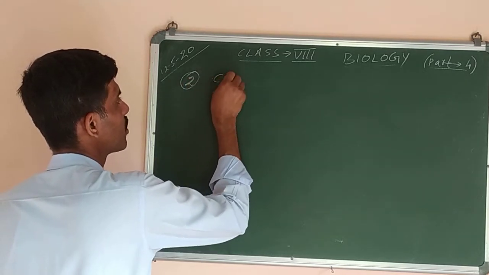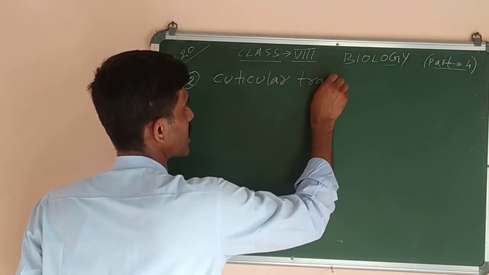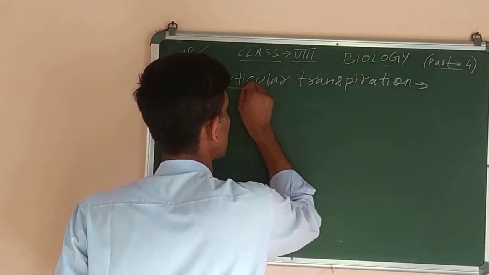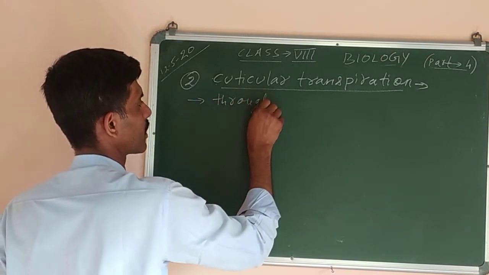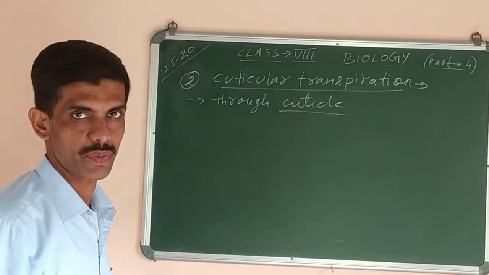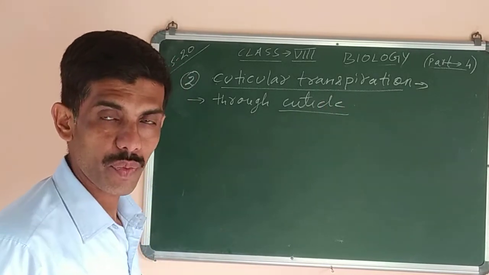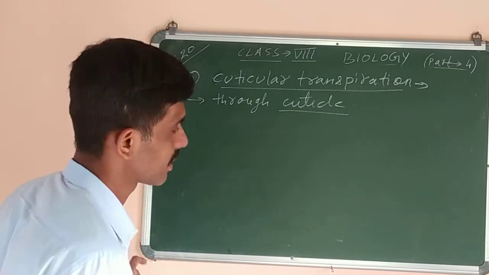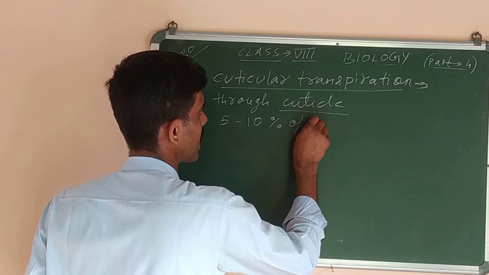Transpiration through cuticle, or cuticular transpiration. Cuticular transpiration means transpiration that occurs through the cuticle. C-U-T-I-C-L-E, cuticle. Through cuticle, the transpiration which occurs is called cuticular transpiration. Now, how much percentage of transpiration occurs through the cuticle? Answer is 5 to 10%.